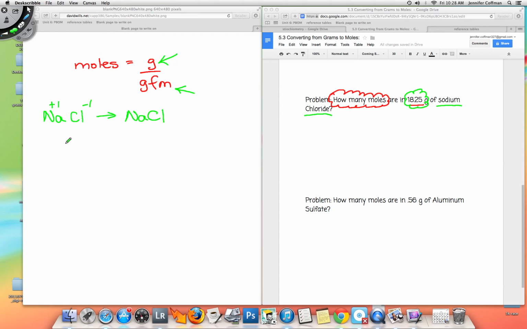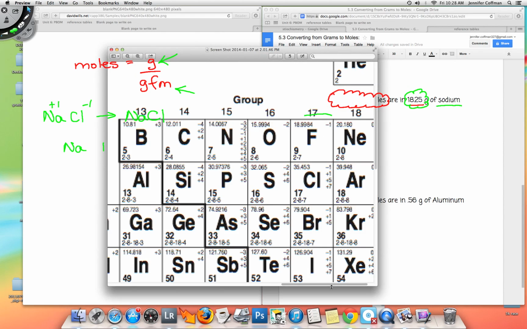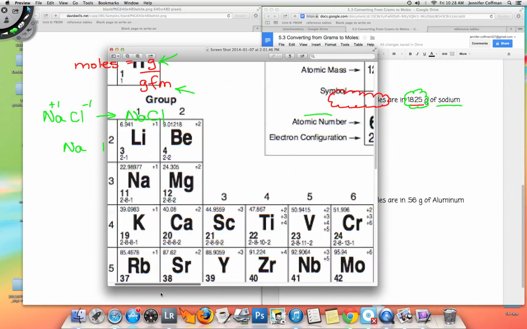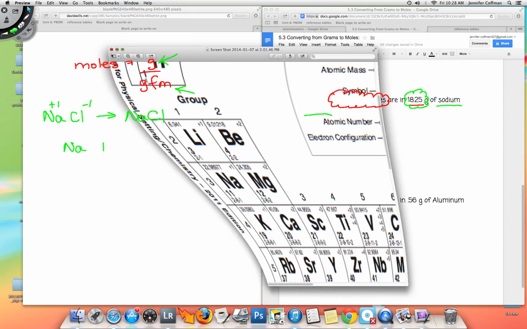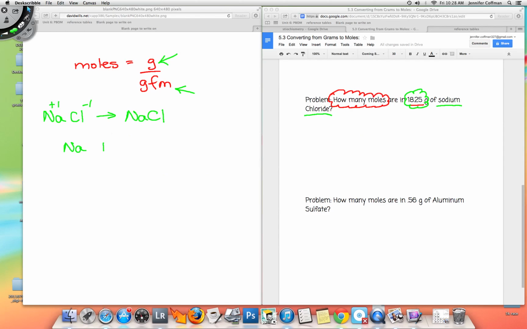Okay, let's take sodium. And there's 1 of them. And that sodium, we have to look up what it weighs. And when you look it up on your periodic table, it's in the alkali metals. So we're going to scroll all the way over here. And we're going to see 22.98. And we're going to have 23.0 grams per mole.